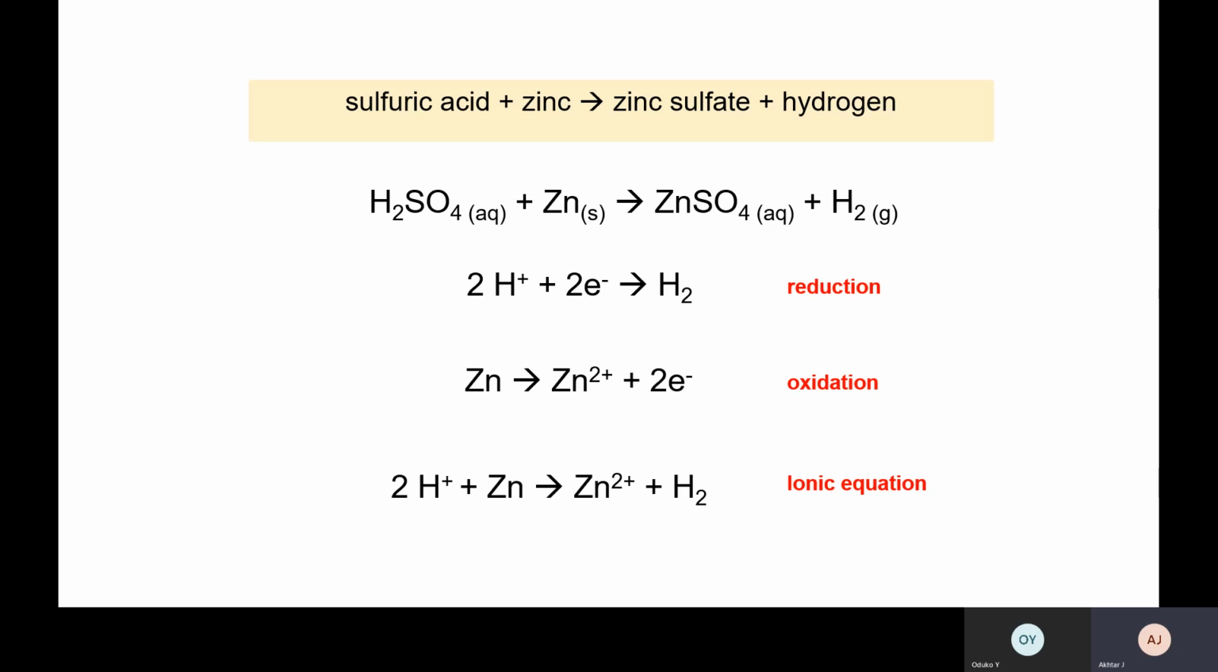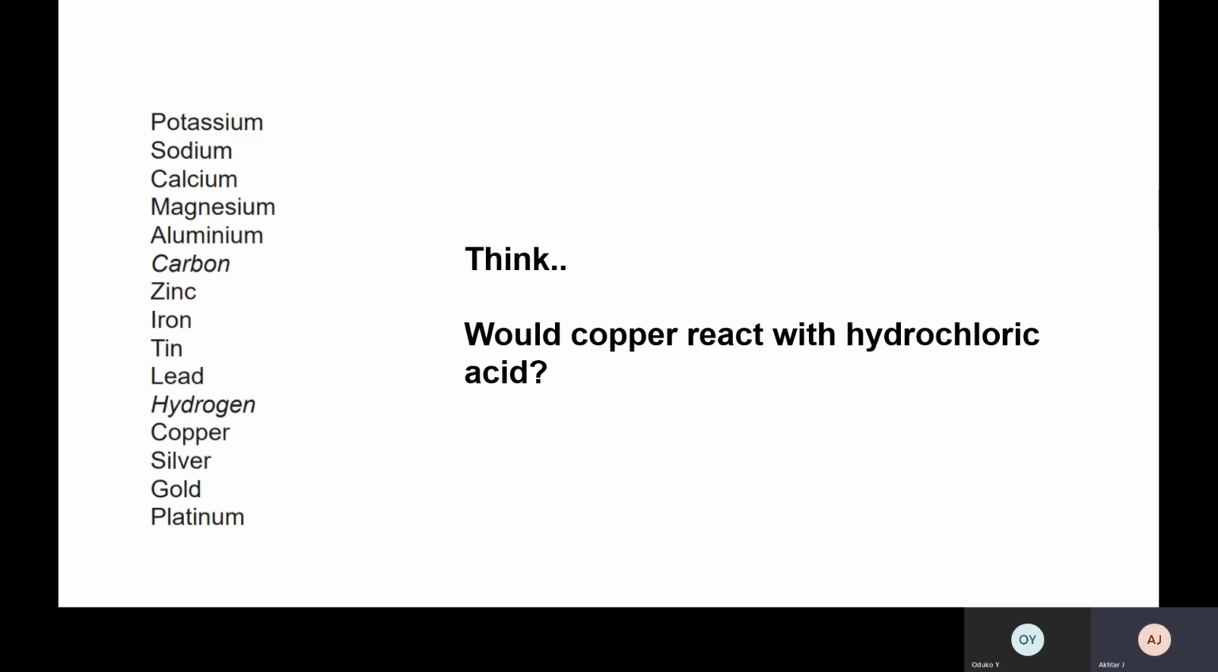Okay, great. Well done if you've got those correct. Something to think about: would copper react with hydrochloric acid? Just pause the video and think about that. Would copper react with hydrochloric acid? I've put the reactivity series there as a reference.